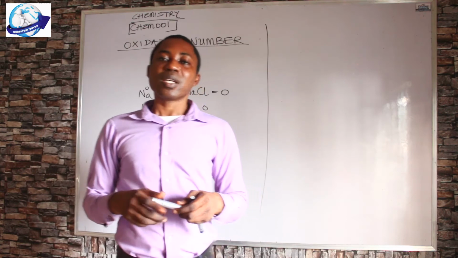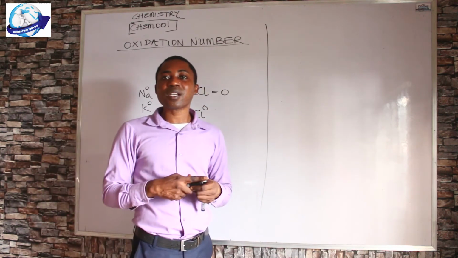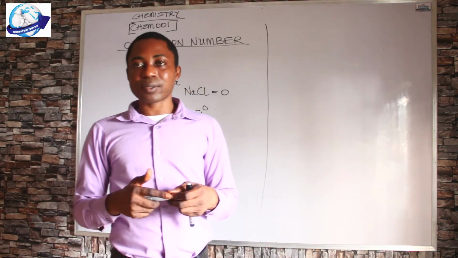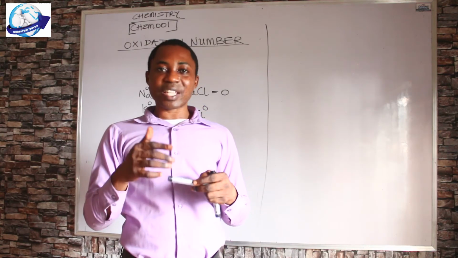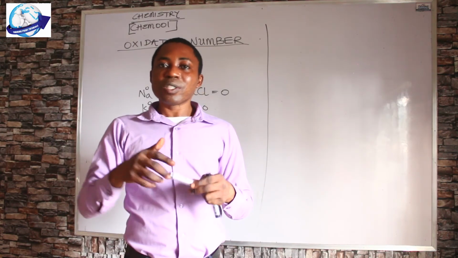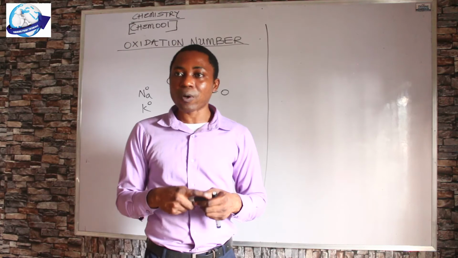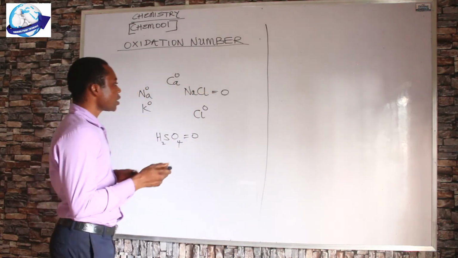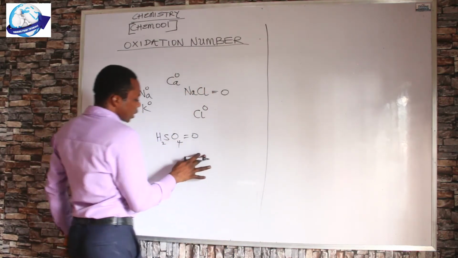Then the next rule to follow is that the oxidation number of an atom in the form of an ion is equal to the charge it carries. Let's see an example here to make it clear.